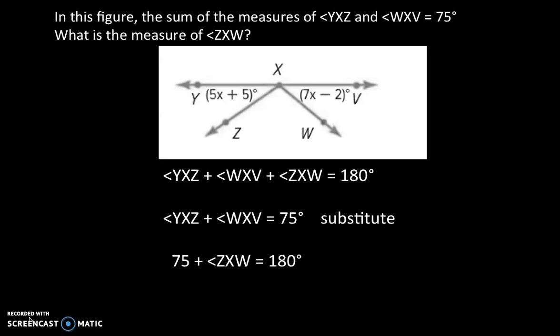So I've substituted 75 plus the angle ZXW. That together should equal 180 degrees. I can solve and find out that angle ZXW is equal to 105 degrees. So sometimes when you're given a problem in the book, you really have to look at it and think about, how can I do this problem the most simply? And this would be the simplest way to finish this problem.